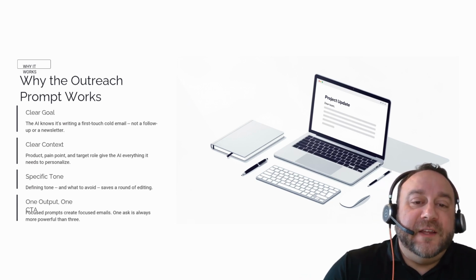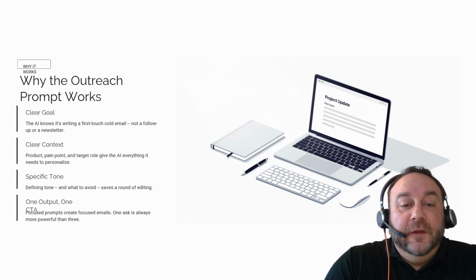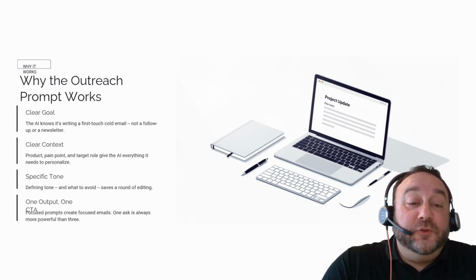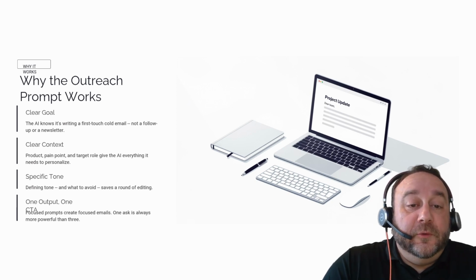The tone guidance helps too. If you tell the AI to sound professional, direct, and low hype, you are much more likely to get something that sounds human. In sales, clarity usually beats cleverness. This prompt works because it is structured to produce clarity.